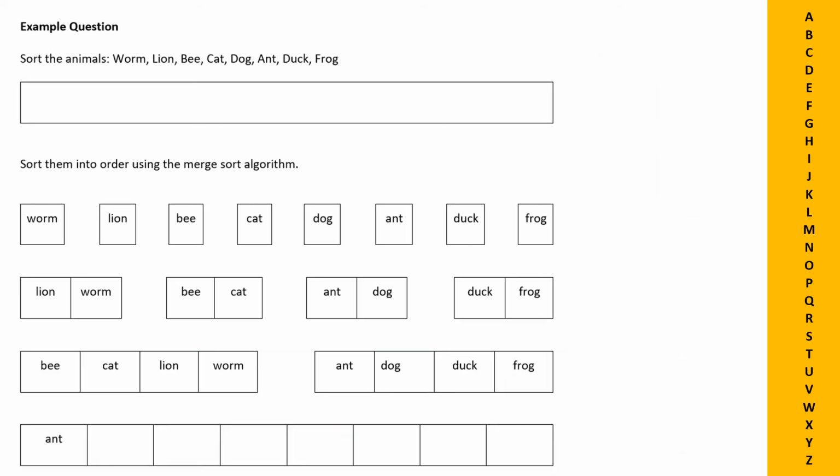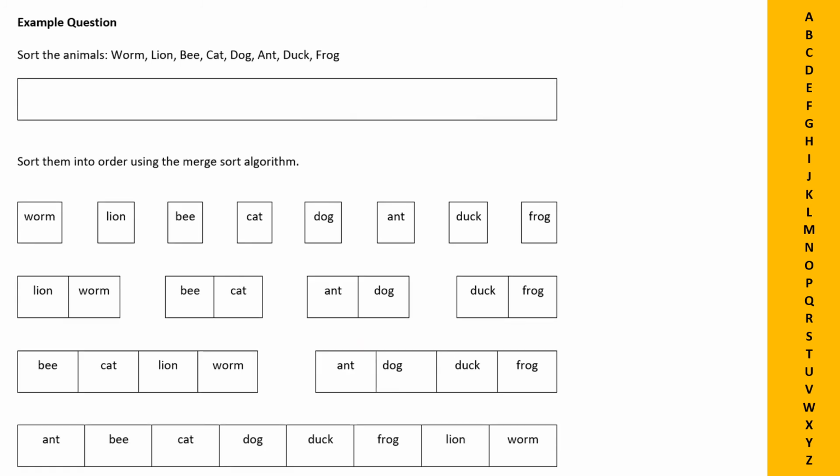And so the ant would go first, because out of the bee and the ant, the ant comes first in the alphabet. And once you've done that, you'd then be able to cross off the ant, and you're going to compare the bee and the dog, what goes next, and then so on, and you would have your list in alphabetical order. Okay, so those are the stages that you need to show in these questions.